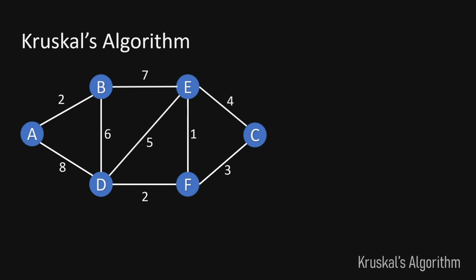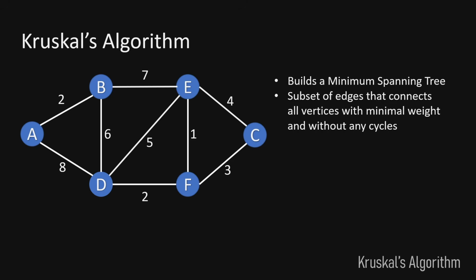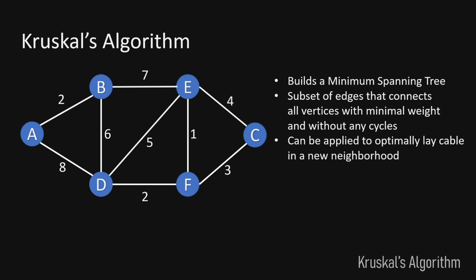Suppose you have a graph with weighted edges like this one. Then Kruskal's algorithm builds a minimum spanning tree. The minimum spanning tree is by definition a subset of edges that connects all vertices and has minimal weight and is without any cycles. In real life, this algorithm can, for example, be applied to optimally lay cable in a new neighborhood.